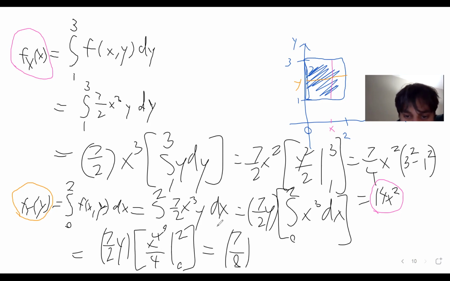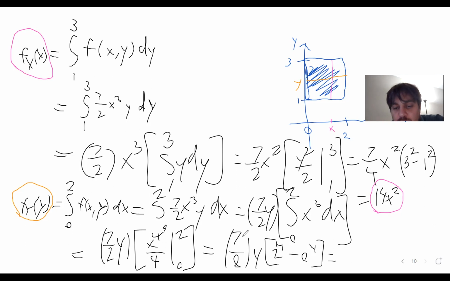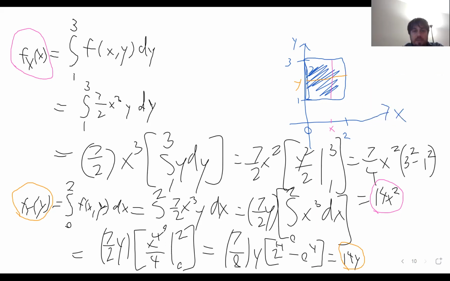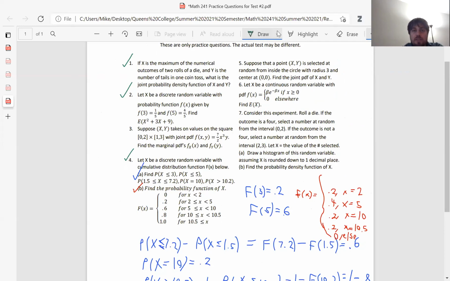You have 7/8 y times x to the 4th evaluated from 0 to 2, which is 2 to the 4th minus 0 to the 4th power. And so that's equal to 2 to the 4th is 16 minus 0 is 16. 16 times 1/8 is 2. 2 times 7 is 14. So this is 14y. And so f sub y of y is 14y. Okay, and so now those are the marginal probability functions, f sub x of x and f sub y of y.